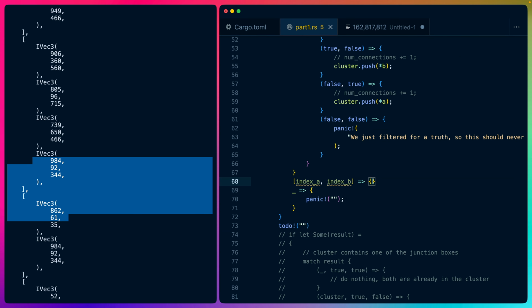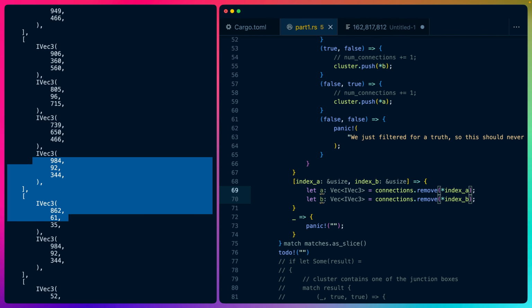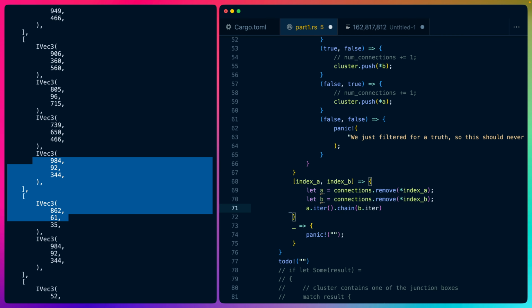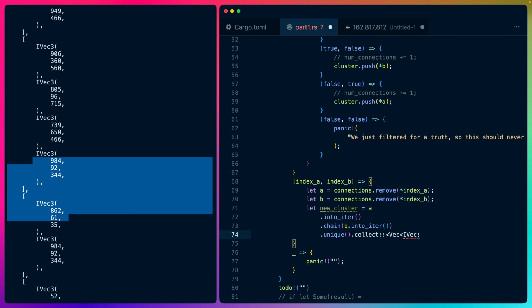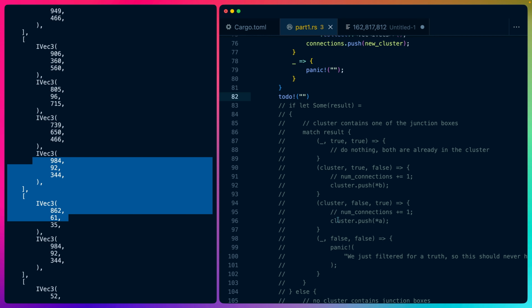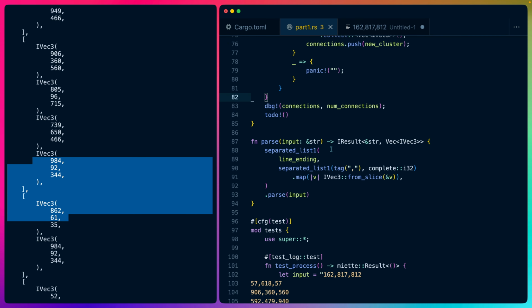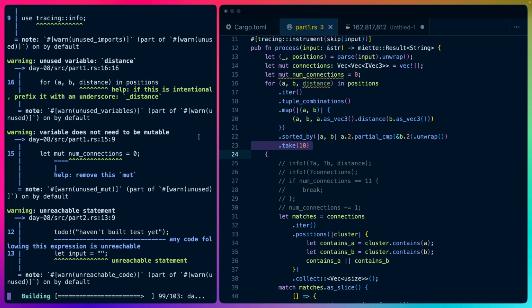And if we have two of them, then really what we need to do is grab these two. We'll do into_iter for both of them because we own them now. I'll register them as unique, collect into a Vec of IVec3s, and push the new cluster in. And now, if we get rid of the code we had here, take 10 is going to be wrong, I think. But let's test it.